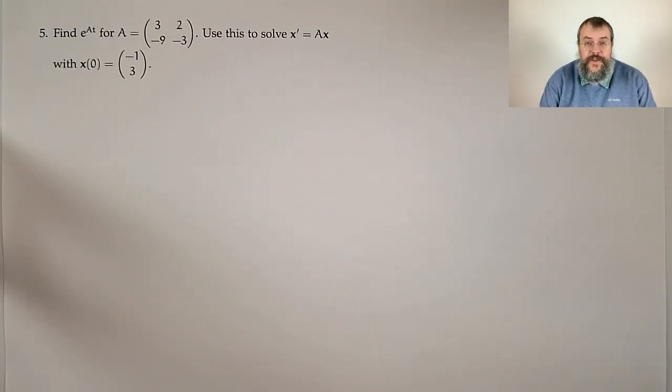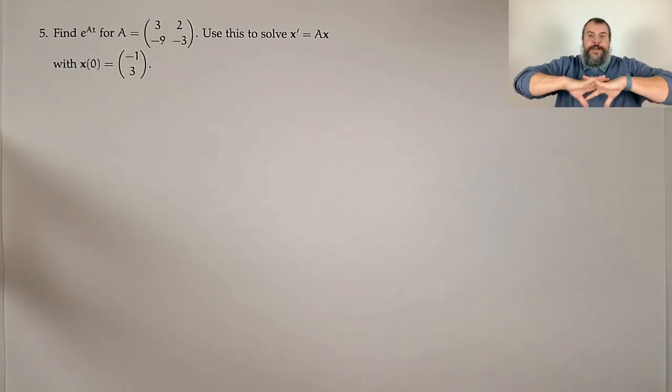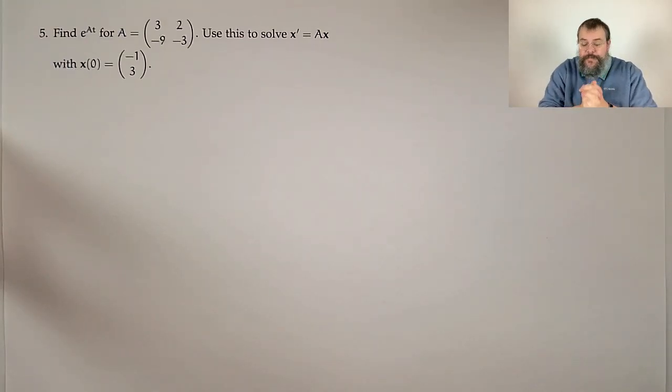Find e to the at for a is 3, 2, minus 9, minus 3, and use this to solve x prime equals ax, where x of 0 is minus 1, 3. Okay, all right, here we go. Now, how do we do this?